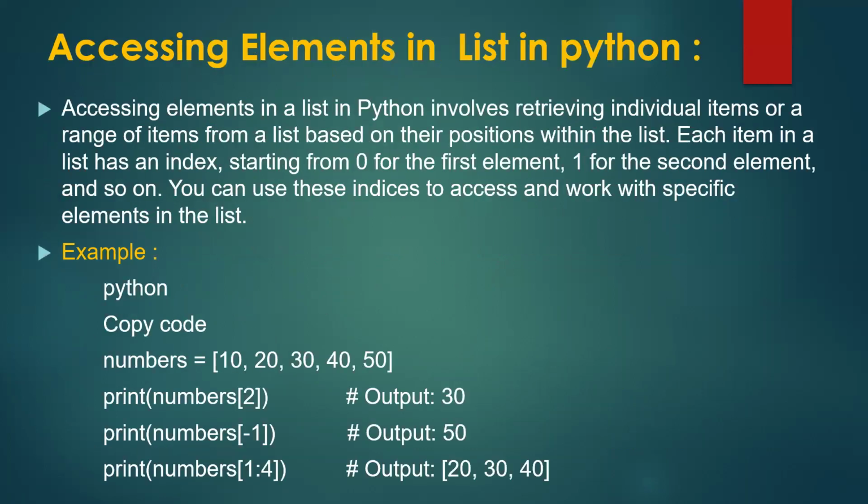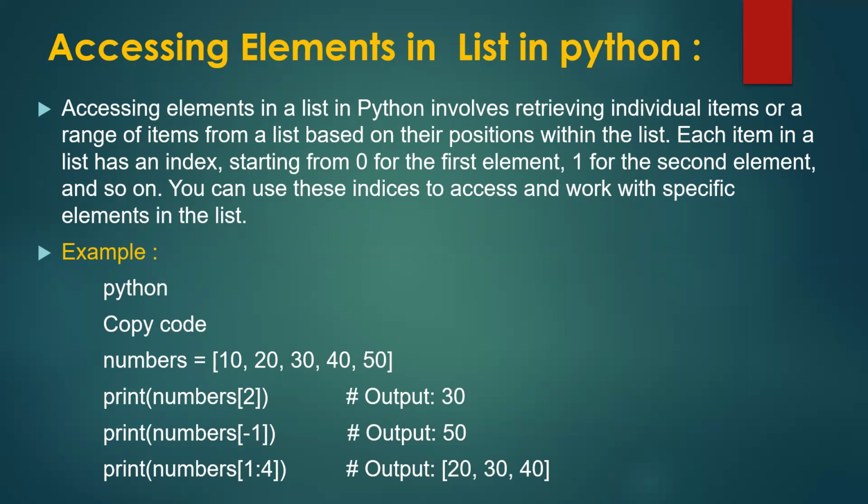Next is accessing elements in the list in Python. It involves retrieving individual items or a range of items from a list based on their position within the list. For this, each item in the list has an index starting from 0 for the first element and 1 for the second element. You can use this index to access and work with specific elements in the list.